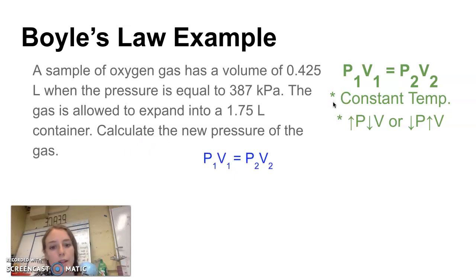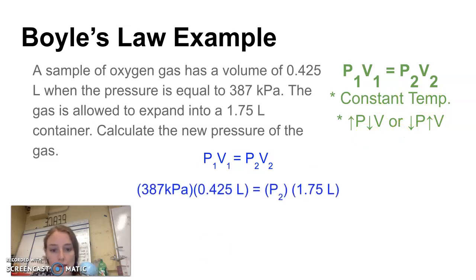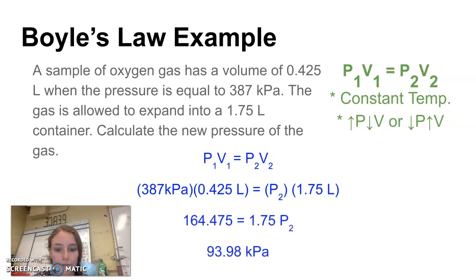So right away we're thinking, okay, if it has expanded, the volume has increased, so thus the pressure will have decreased. It's expanded. So we plug in our numbers, write down this example, and then we just go through our algebra, get P2 by itself to find that the pressure, the final pressure, is 94 kilopascals.